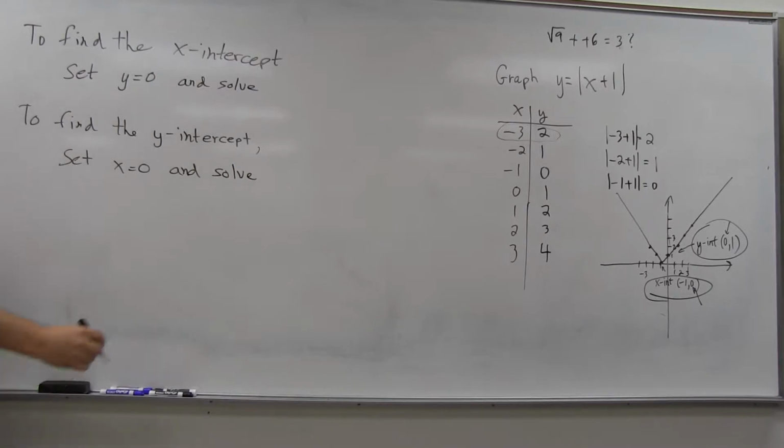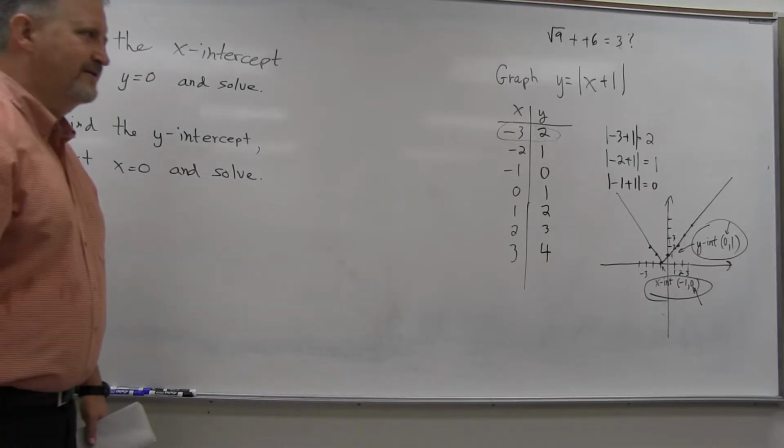So it's really, hopefully, an easy process to remember. You just set, to find whatever intercept, you set the other one equal to 0.